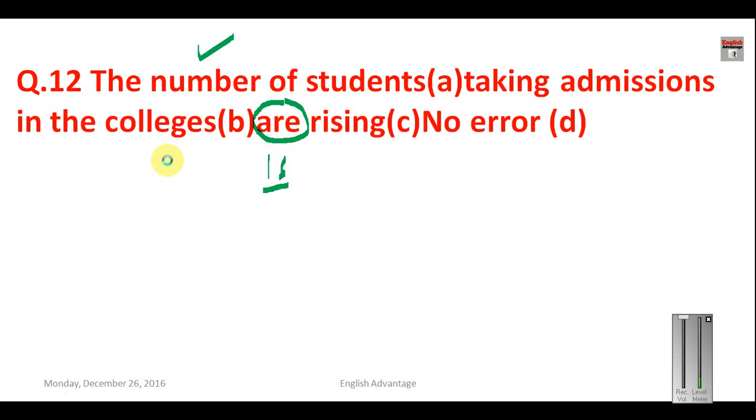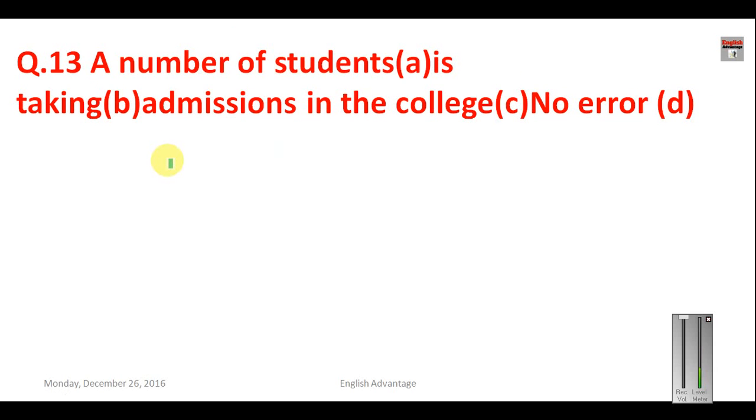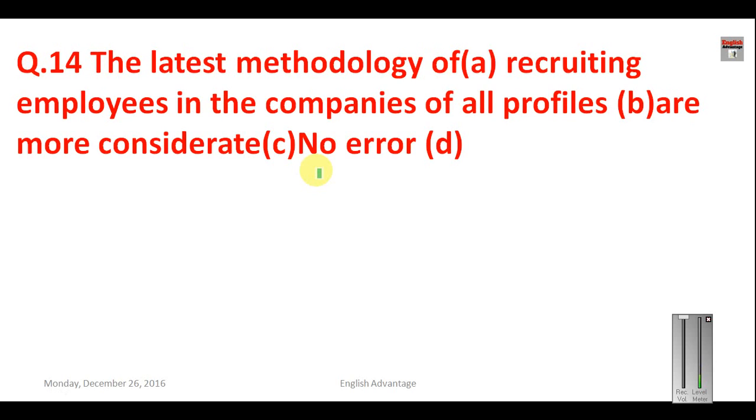But at the same time, a number of is considered plural. Okay, because a number of means many. So a number of students are. In place of this, you have to write are, and you can correct this sentence this way. A number of students are talking. So here your answer will be B. Question number 14, the latest methodology of recruiting employees in the companies of all profiles are more considerate.